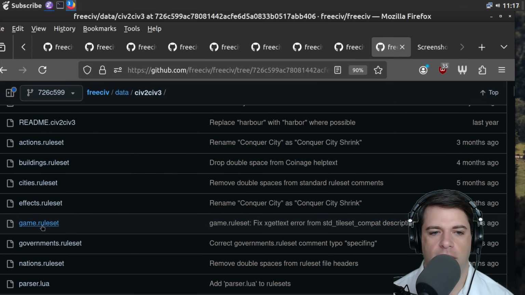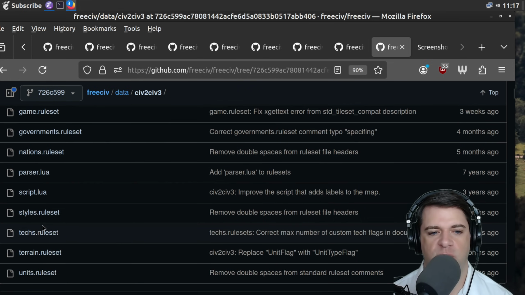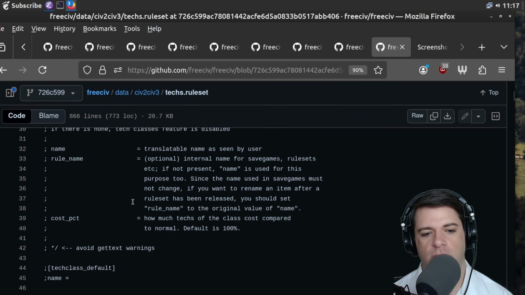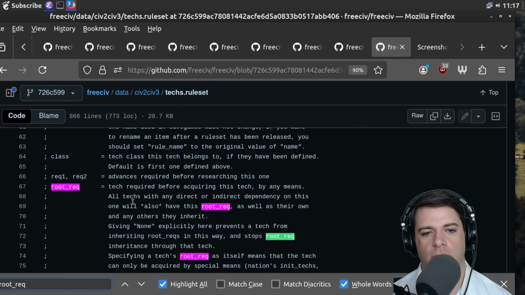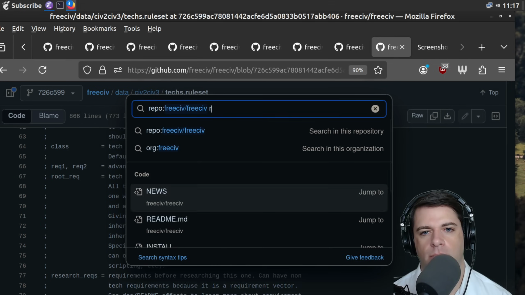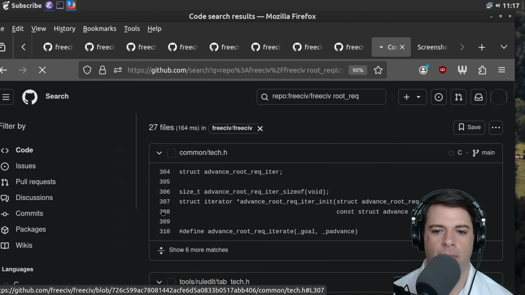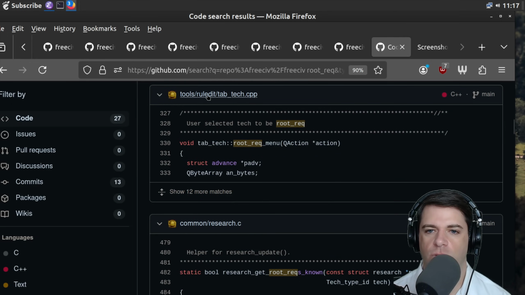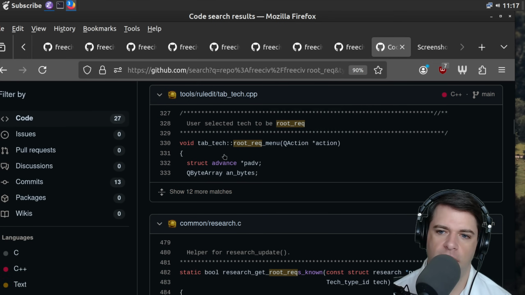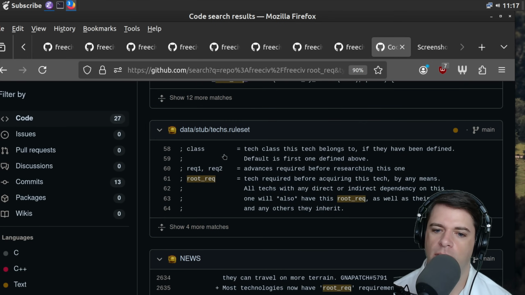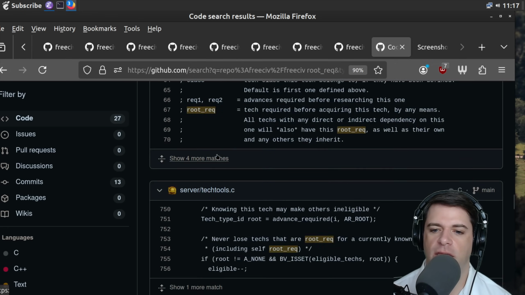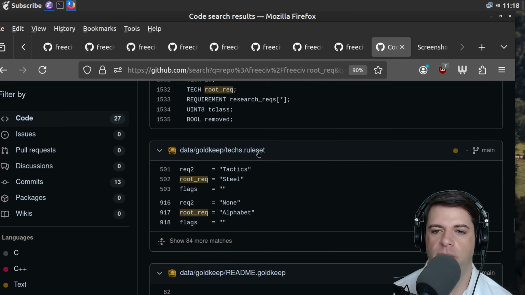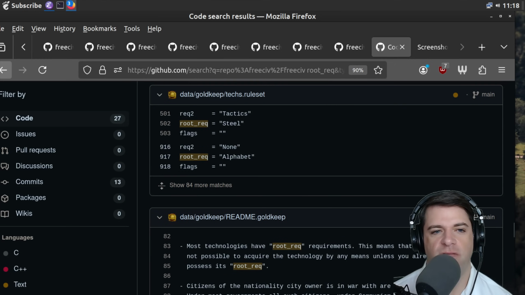So let's look again at, well, I don't know. Let's explore these rule sets more. Let's look at the tech rule set again. Does this have a root technology anywhere? We have ruledit tab tech. That's a code file. I don't know. I don't see really anything where the root req is set. Although here, gold keep. So maybe gold keep is a variant.